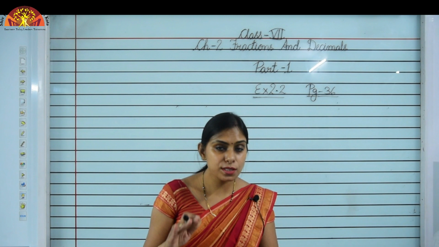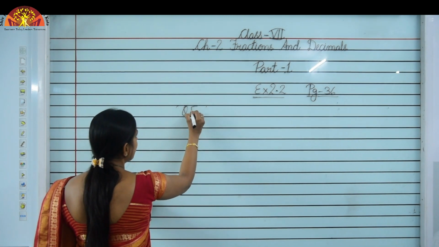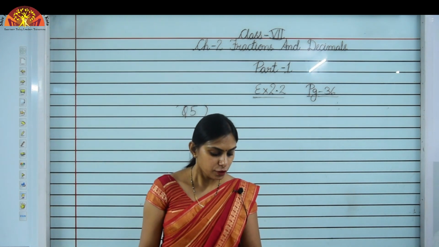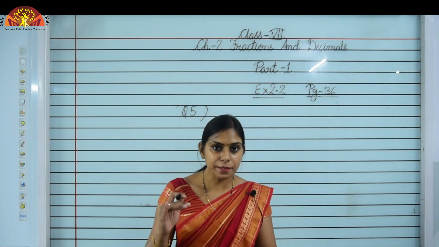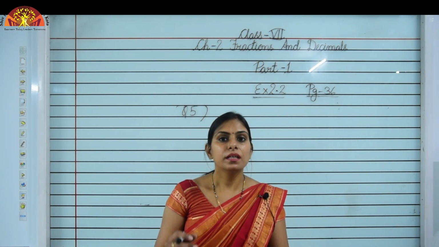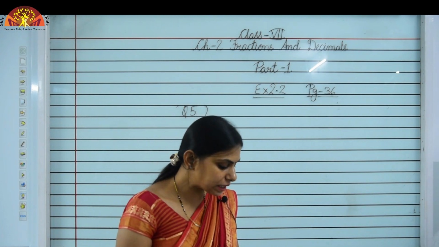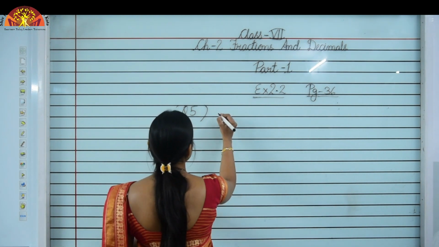We will just start with question number 5, where you have to find the value. Now children, in exercise 2.1 we have studied the addition and subtraction of fractions, and on that basis we have solved the word problems. Now in this exercise we will do the multiplication of fractions. Now how to multiply, we will see. Now just see question 5, part B.